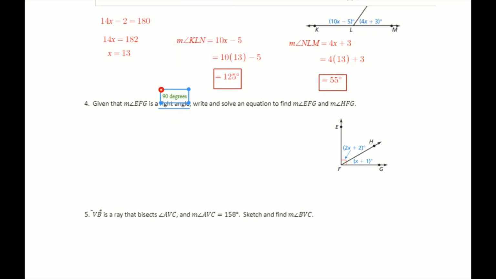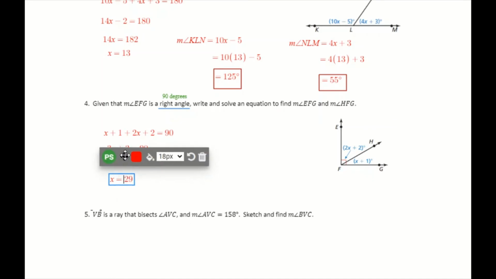When I set up my initial equation, I'm going to say that x plus 1 plus 2x plus 2 equals 90. When I go to solve that, I combine my like terms and I get 3x plus 3 equals 90. I can subtract 3 from both sides to get 3x equals 87. And finally, divide both sides by 3 to get x equals 29. So that's my x. They don't actually ask for x, but I need it for these other two. Let's see what they want first. The EFG.